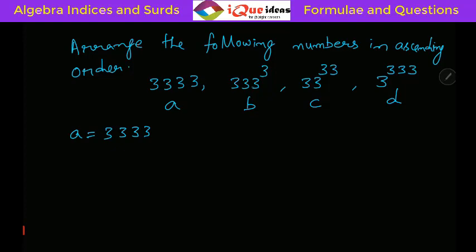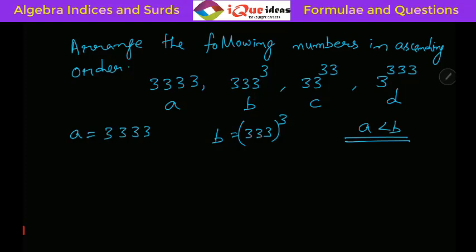Let's look at B. B is 333 cube. Now, if you see, even the square of 300 is more than 90,000 or is around 90,000. Here it is only 3,000. So definitely A is less than B. Only the square would be much higher than 90,000, so the cube will be much bigger. So A is less than B.